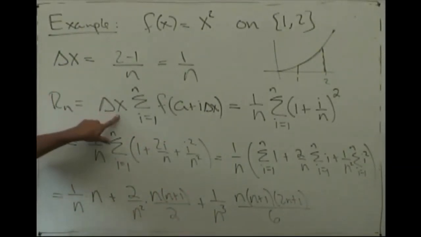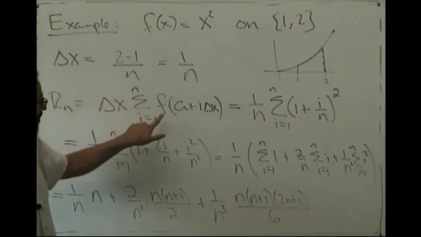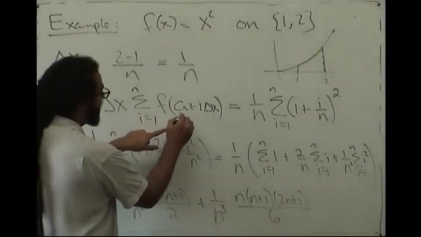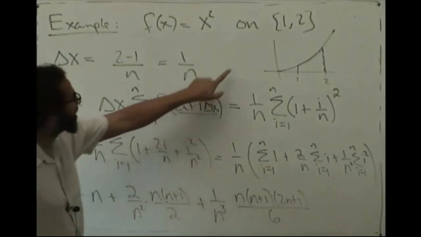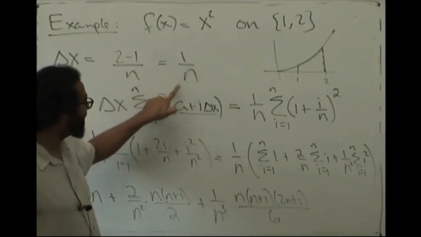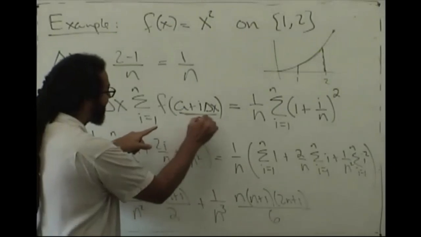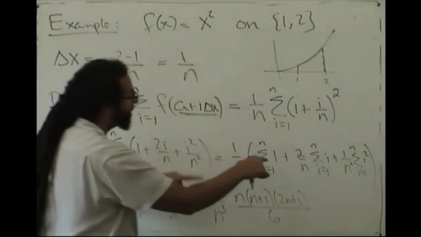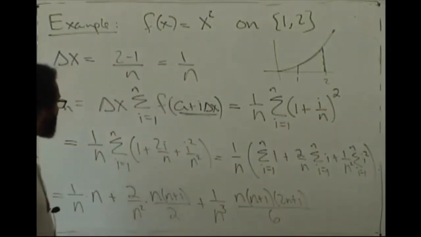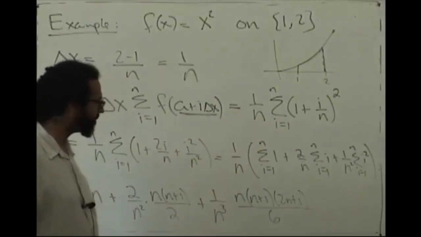So here we know that's delta x. The sum i goes from 1 up to n, the number of rectangles, f of a plus i delta x. In this case, a plus i delta x is going to be 1 plus i times 1 over n. So we've got 1 plus i over n, and then we want to take that and plug it into the function x squared. So I want to take 1 plus i over n and square it. So again, delta x, 1 over n. We just need to work this thing out.